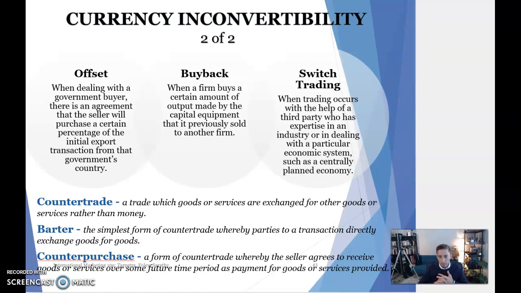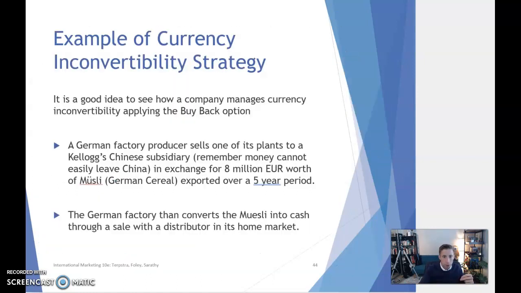So the most common example I can give you of a good way for a company to manage a currency that's not convertible is the buyback. So let's imagine a German factory which is producing a plant, or they make plants. Germany actually exports factories. They make and design and sell factories. They design a factory for Kellogg, an American company with a Chinese subsidiary, and they want to make the factory for China. But remember, money cannot leave China so easily.